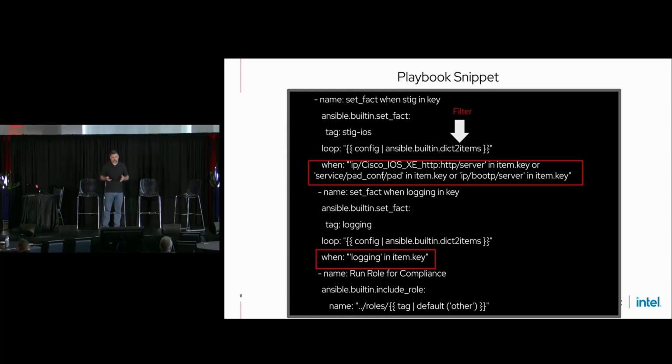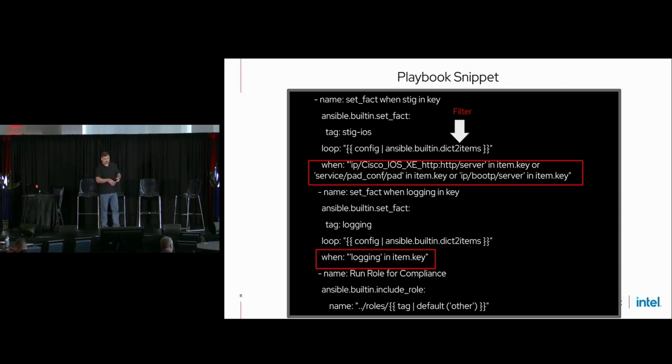So there's all these plugins available for us, and we use them as filters. One of the filters that I'm using here is dict2items, and what that is doing is I can point to keys in a dictionary. And I'm only pointing to keys that make sense for my STIG compliance that I want to be able to run live. So one of those is the HTTP service, the web service on the router. I want to make sure that's disabled, so I want to watch for that. And another one is the pad configuration, and then boot P. These are just examples, and I wanted to show you that you can have more than one that you can match on. You can match on several in a conditional, and we define those as the when parameter.